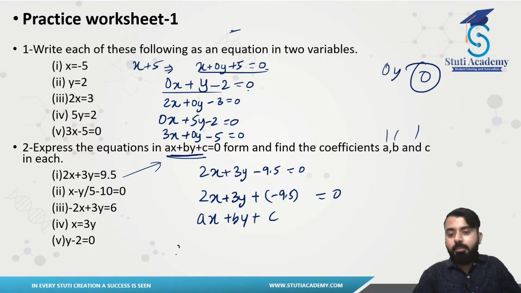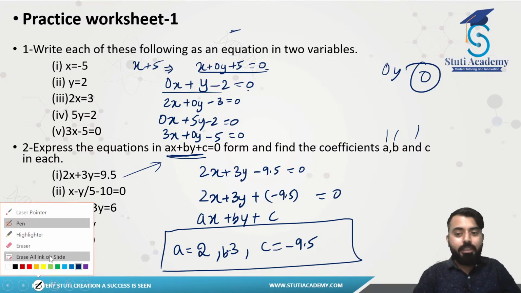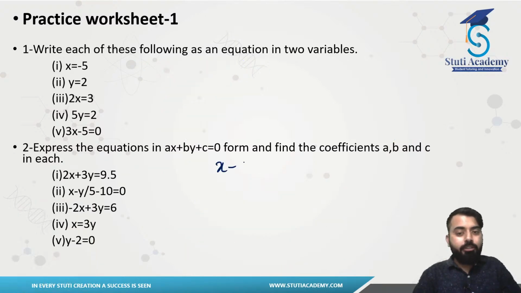Now you see, in place of a you have 2, in place of b you have 3, and in place of c you have a negative 9.5. So these are the three values. I hope you remember this and you don't have any doubt in this, right? So remember this one. Now if I deal with the next example, we have x minus y by 5 minus 10 equals to 0. Now we have to compare with this one.